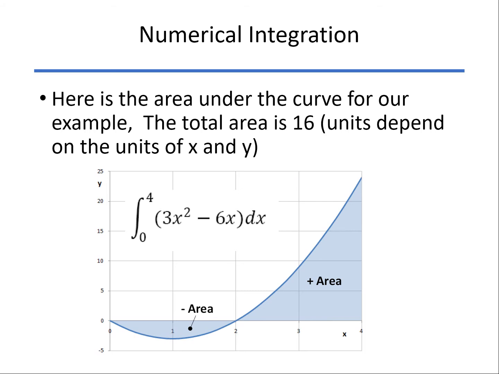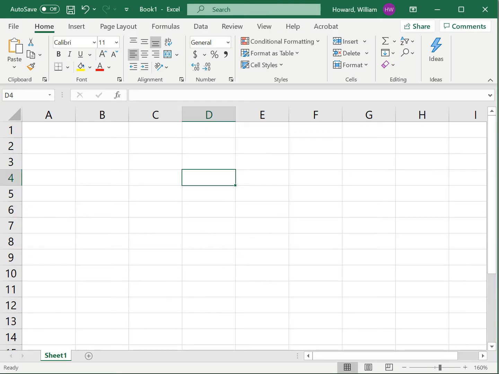And so the example we're going to look at, we're integrating 3x squared minus 6x with respect to x from the limits x equals 0 to x equals 4. And we know that the exact answer is 16. So let's switch over to Excel and let's estimate that integral in Excel.